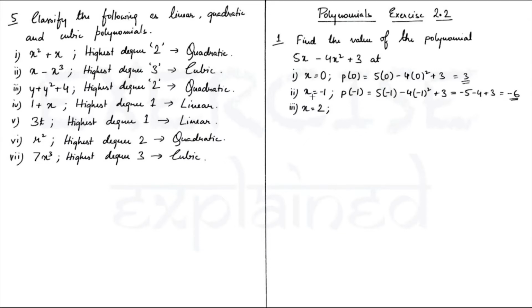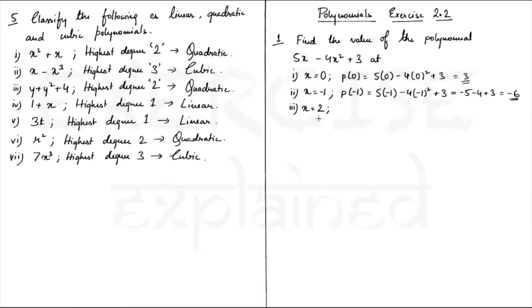Coming to the next one, that is x is equal to minus 1, so I just need to substitute minus 1 in place of x. So that's going to be 5 into minus 1 minus 4 into minus 1 square plus 3. So 5 into minus 1 gives me minus 5. 4 into minus 1 square gives me 4 into 1, that is nothing but minus 4 plus 3. So we get minus 5 minus 4, that is minus 9 plus 3, that is minus 6.